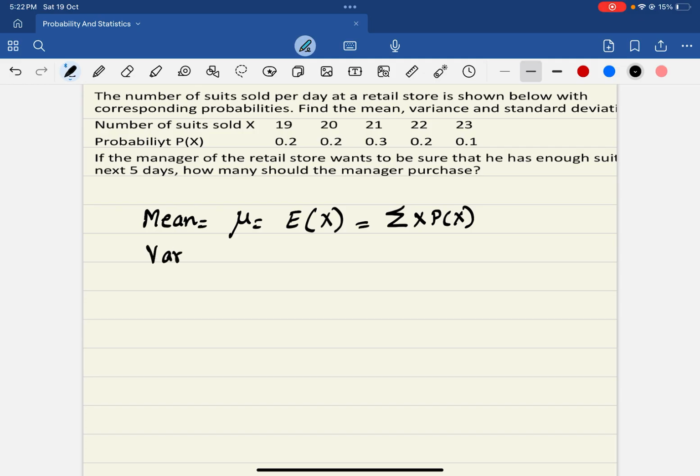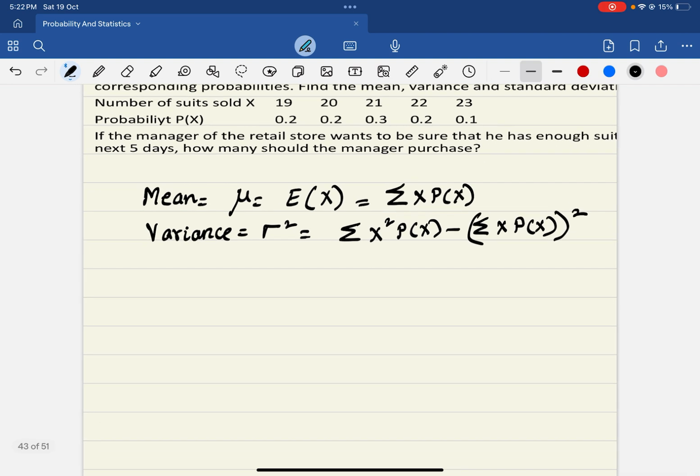And then what is the variance? The variance is given by sigma square, and the formula is sigma x square times p of x minus sigma of x p of x the whole square. Please remember these formulae to understand the mean and variance. Of course the standard deviation is the square root of the variance. Okay. Let us now construct the tables.